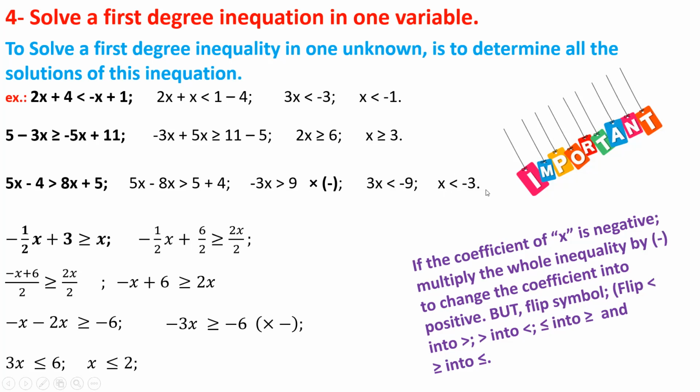So x can be any value less than minus 3, and minus 3 is not included. Here I have a fraction, as you can see: minus half x plus 3 greater than or equal to x. Whenever in an inequality you have a fraction, all the others should be written as a fractions. So 3 should be written as a fraction. I write it 3 over 1, and x, I write it x over 1.